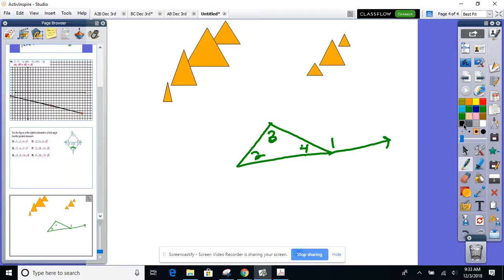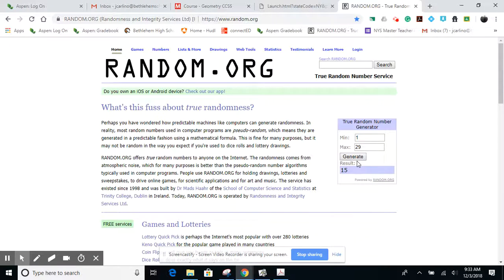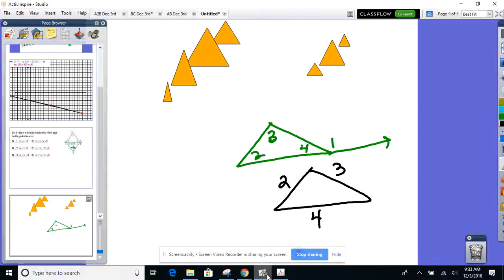And then we had a theorem that said if I have 2, 3, and 4, where's the biggest angle going to be located? Here you go, number 19. Where's the biggest angle located? Across from what? The side of 4. Biggest side across from biggest angle, smallest side across from smallest angle.